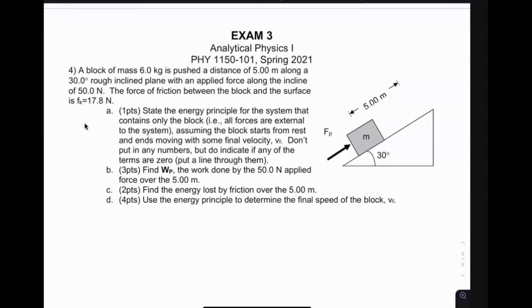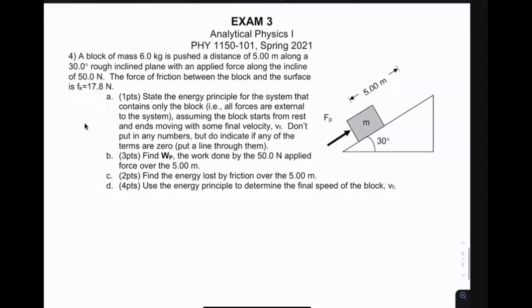In part A, we're to state the energy principle for the system that contains only the block. That is, all forces are external to the system. Assuming the block starts from rest and ends with some final velocity v sub f. Don't put in any numbers, but do indicate if any of the terms are zero. Put a line through them.